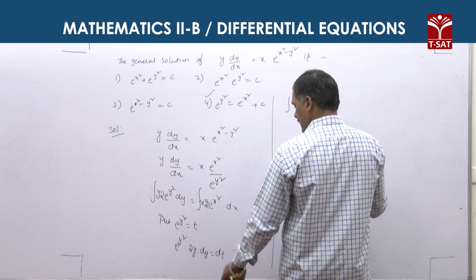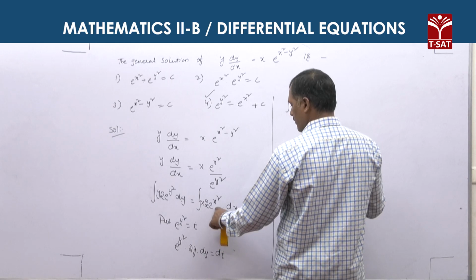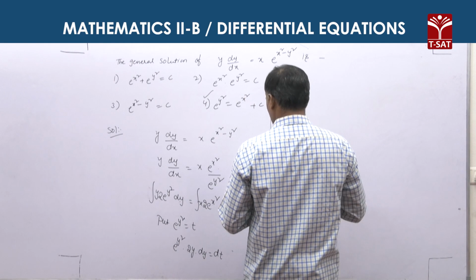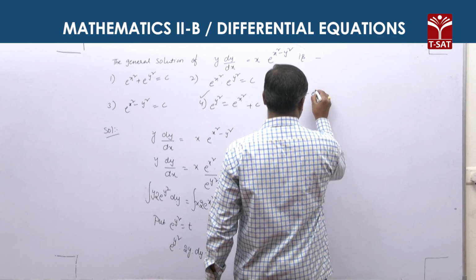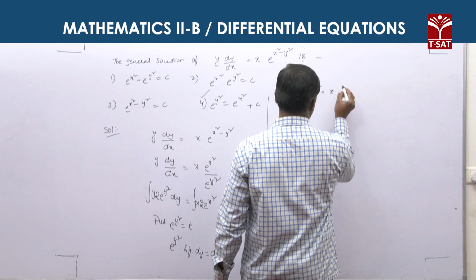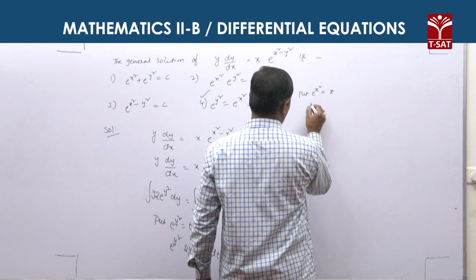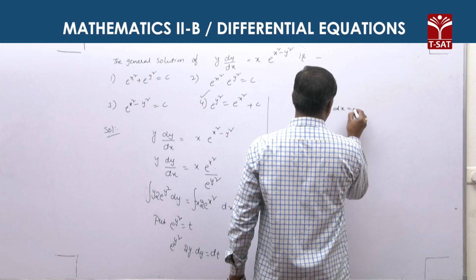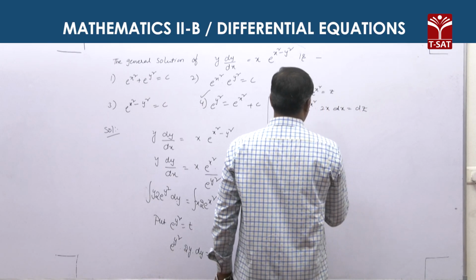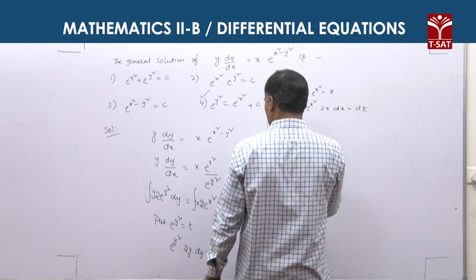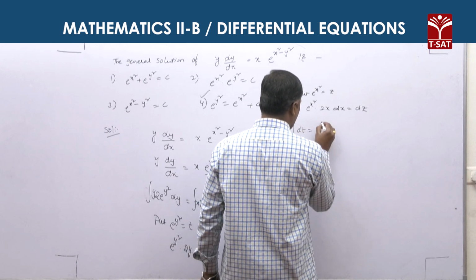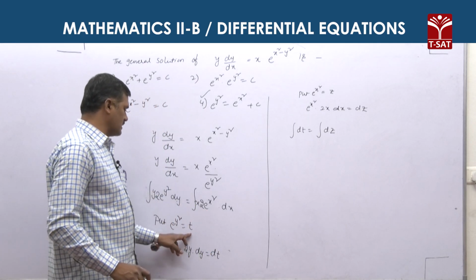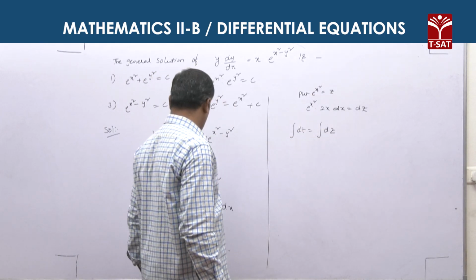Similarly, this can be written as: put e power x square is equal to some z. Derivative of e power x square into x square derivative 2x into dx is equal to dz. Therefore, the above integral becomes integral of dt is equal to integral of dz. On the left side, e power y square is taken as t and e power x square is taken as z.